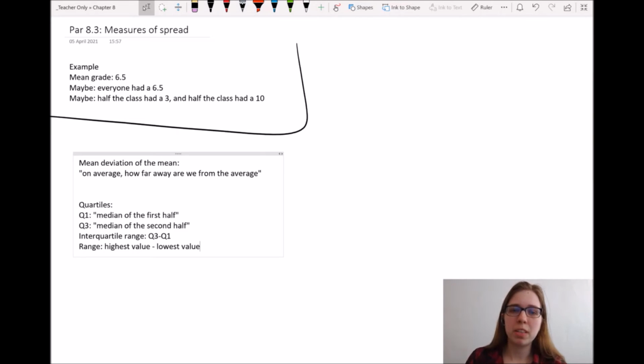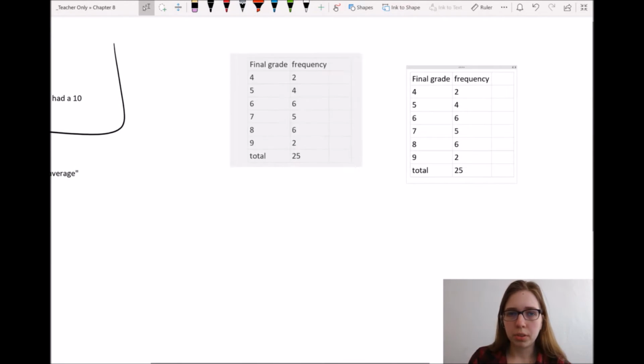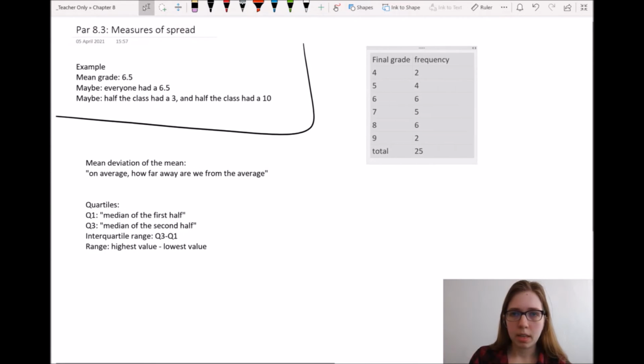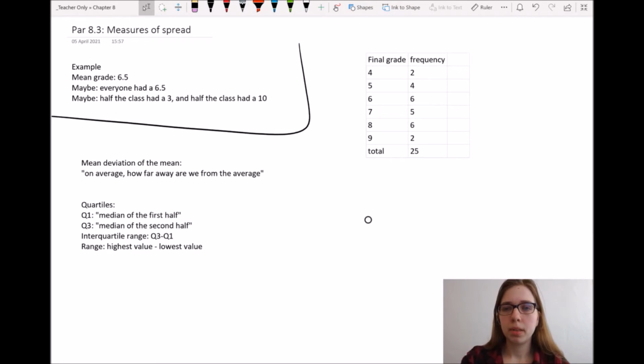But that was just this very specific example. Let's look at a more general example where I will use this table of grades. As you might see, I've already added another column that I'll need in a moment. What I've already calculated for this one is my mean, by calculating like 2 times 4, 4 times 5, 6 times 6, and taking the average, my mean is 6.6.